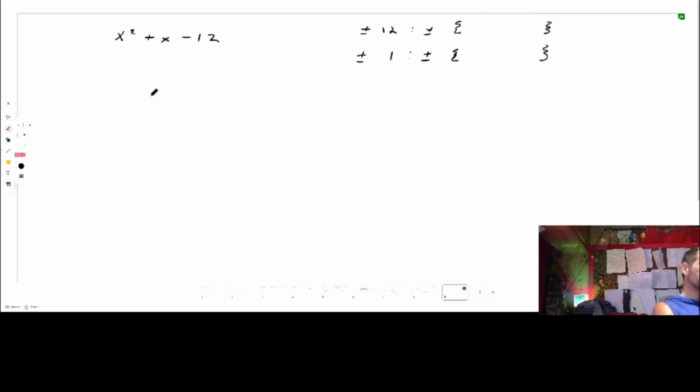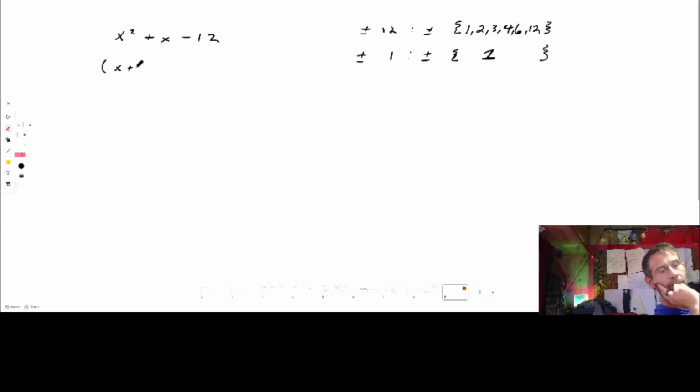So for negative, the factors could be 1, 2, 3, 4, 6, 12. Let's try 12. But since it's negative, the root is going to be positive, but it's going to be x minus 12, I believe, right? Right, but if you had x, you're saying the monomial is like x minus 12 or x plus 12?